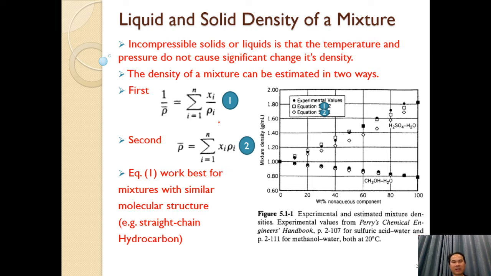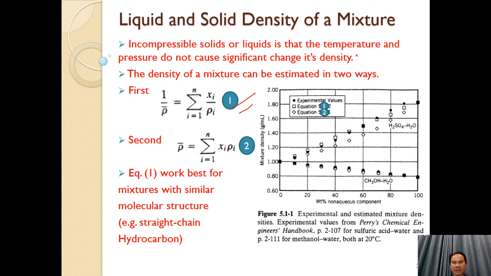For example, in a liquid system with toluene and xylene, 1 over the average density is the mass fraction of toluene divided by the density of toluene, plus the mass fraction of xylene divided by the density of xylene. Or you can use the second formula: the average density equals the summation of xi rho i, where xi is the mass fraction and rho i is the density of component i. But mostly the first equation is the basis for mixtures with similar molecular structure, such as straight chain hydrocarbons.